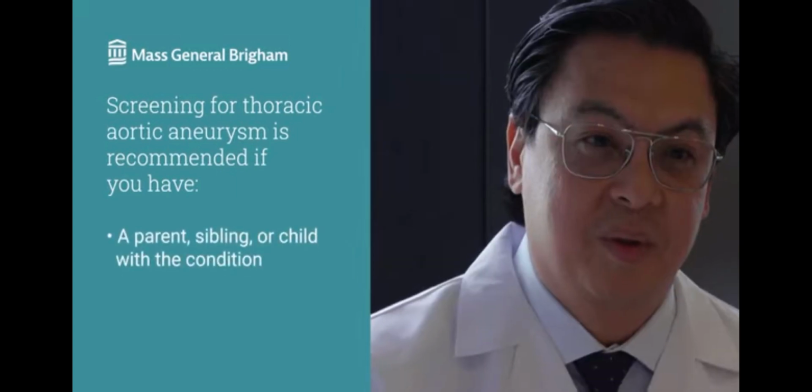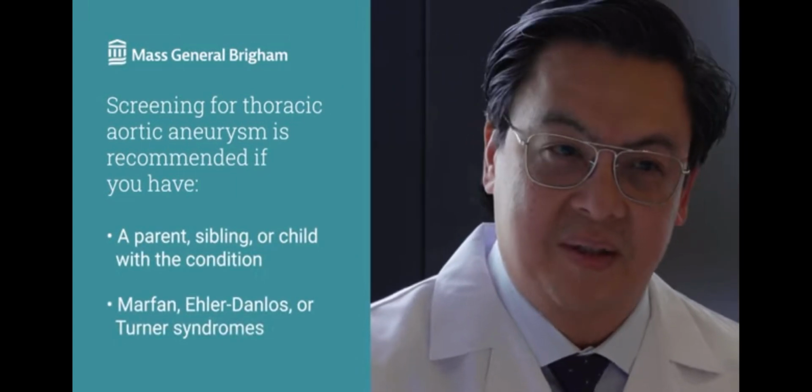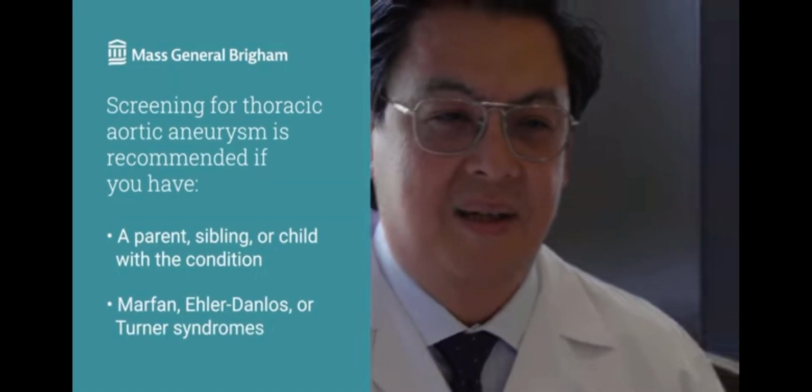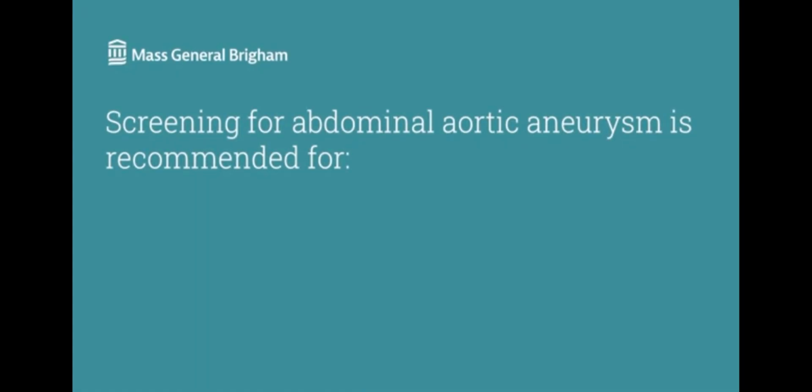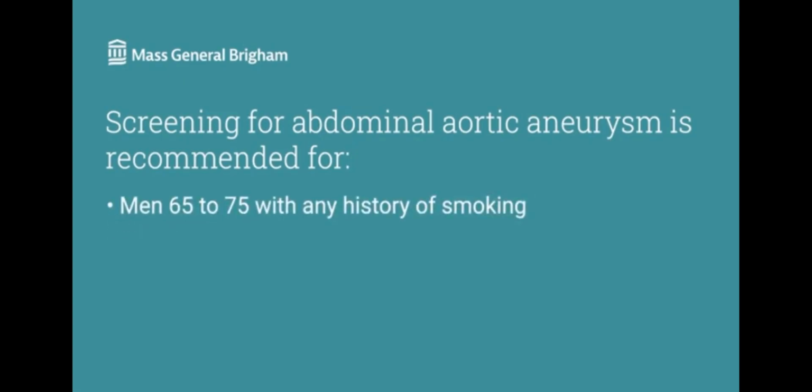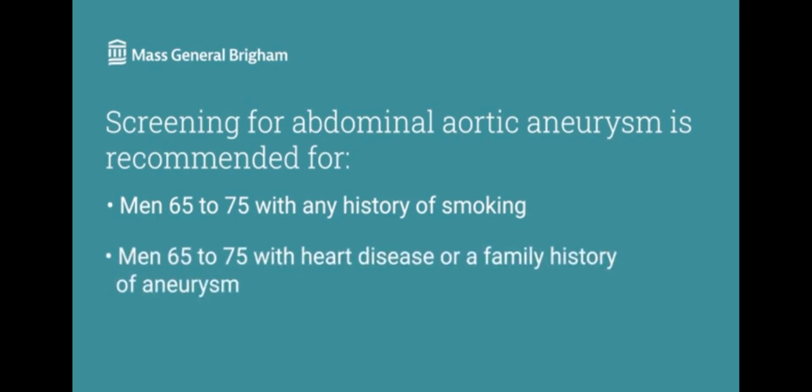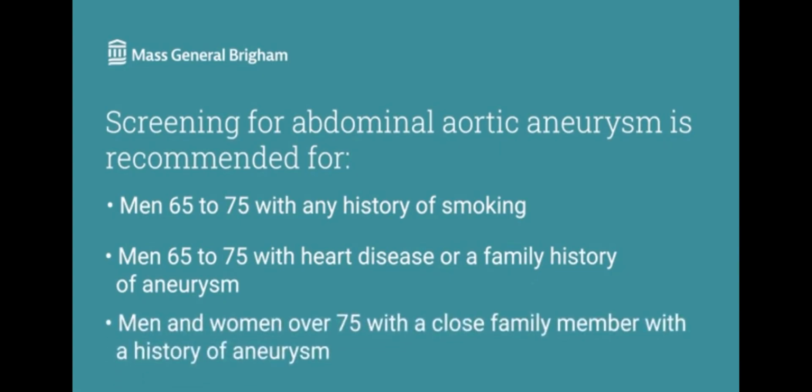We recommend screening if you have a parent, sibling, or child with a condition, or if you have Marfan, Ehlers-Danlos, or Turner syndromes. We recommend screening for abdominal aortic aneurysm for men 65 to 75 with any history of smoking, men 65 to 75 with heart disease or a family history of aneurysm, and men and women over 75 with a close family member with a history of aneurysm. Other tests we use to diagnose aortic aneurysm are MRI, CT angiogram, and echocardiogram or heart echo.